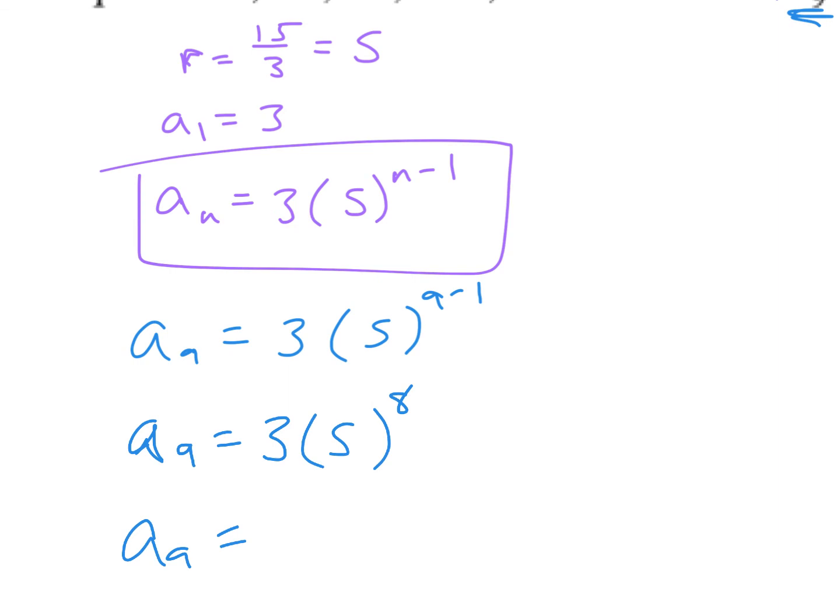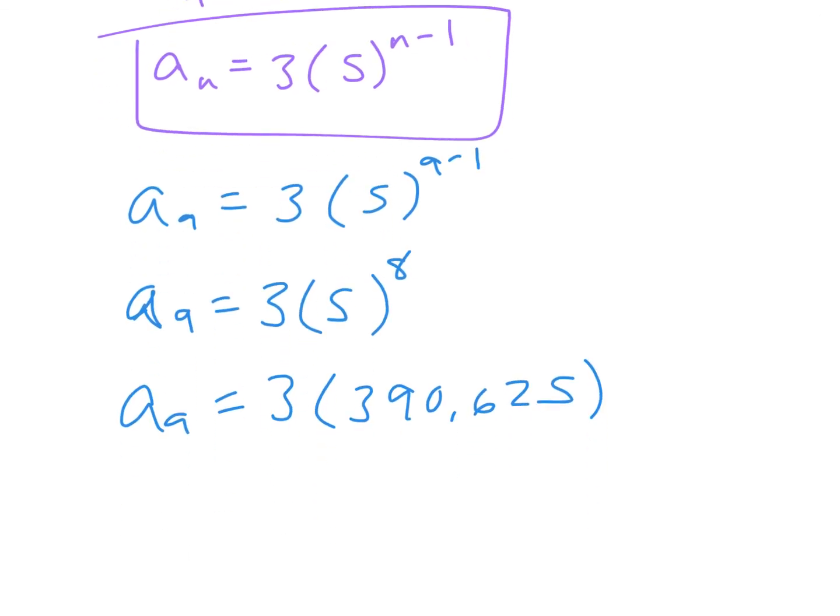Then we want to do 5 to the 8th power, which is 390,625. And then we multiply that times 3. So a sub 9 is equal to 1,171,875.